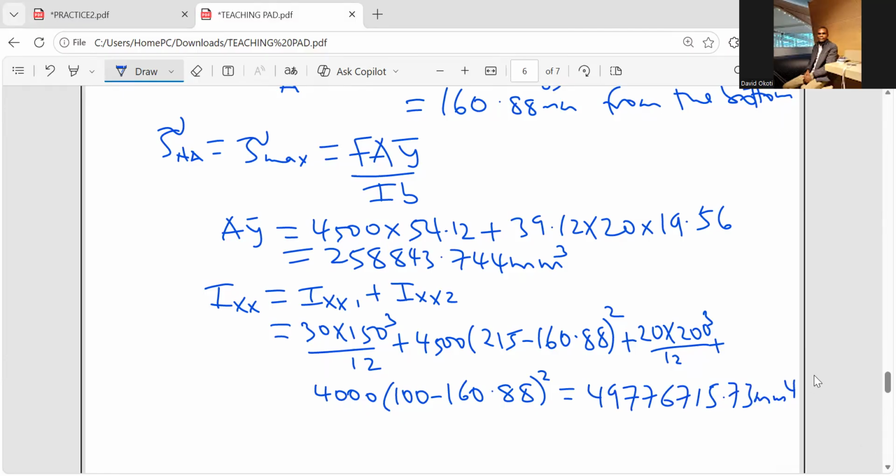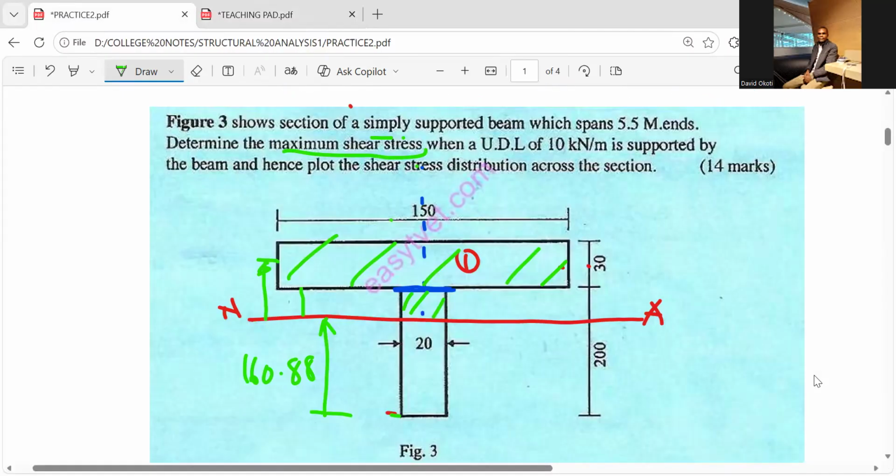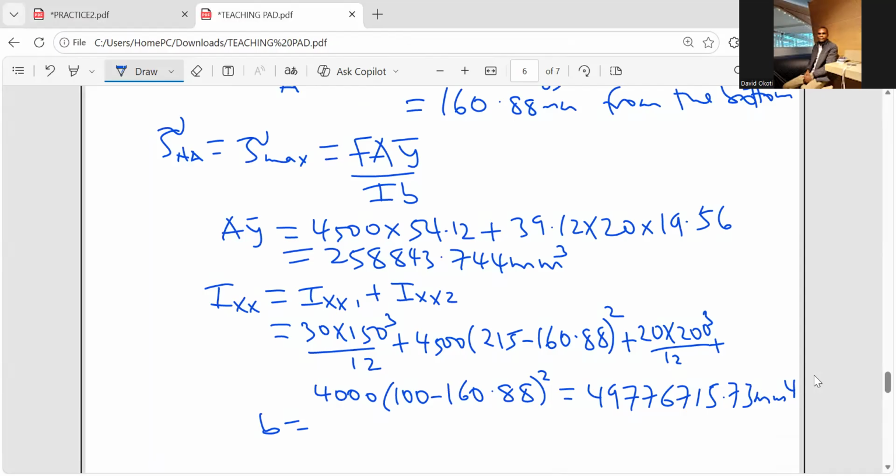And then we need the value of B. What will be the value of B? Remember, the neutral axis passes inside the web. So the value of B at that point will be 20 millimeter and not 150, because the neutral axis is inside the web. The value of B is 20 millimeter.